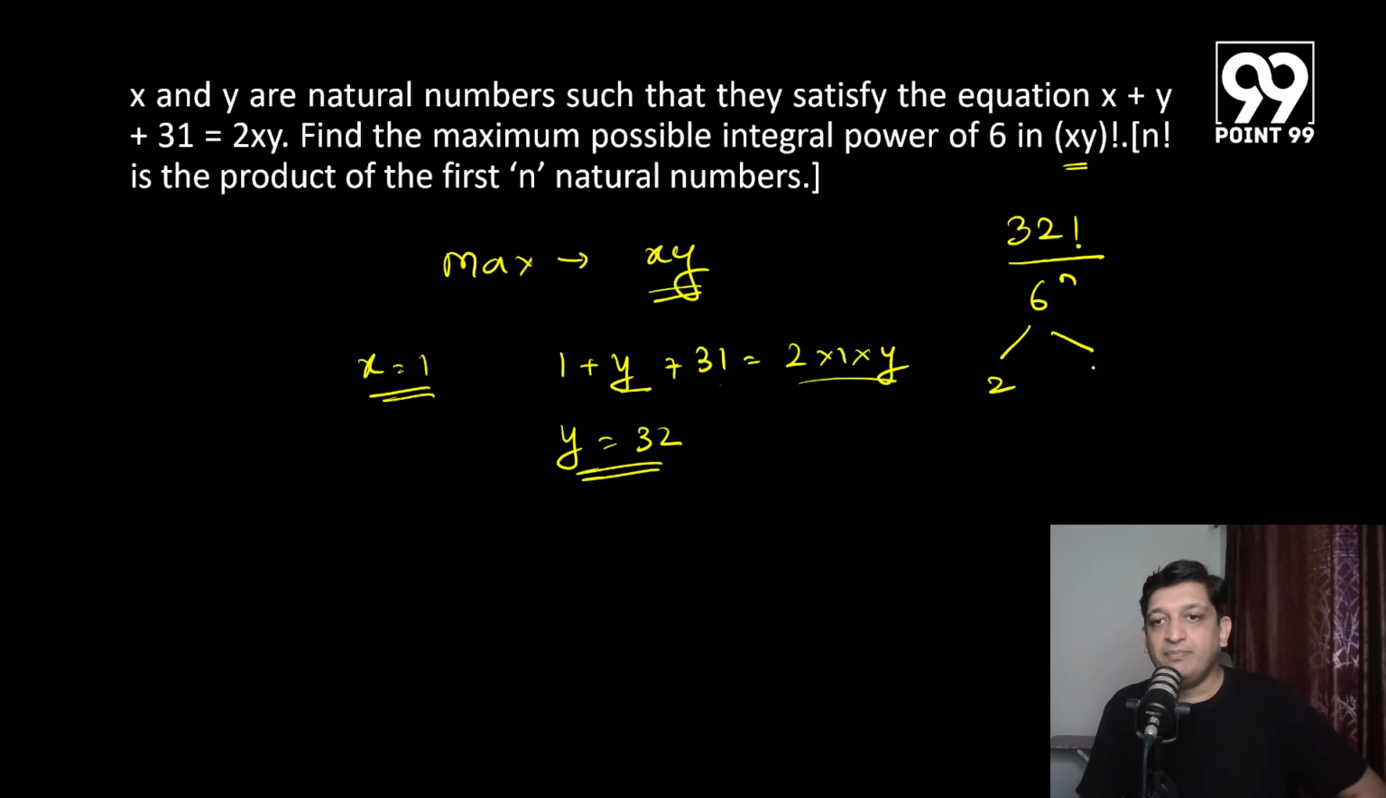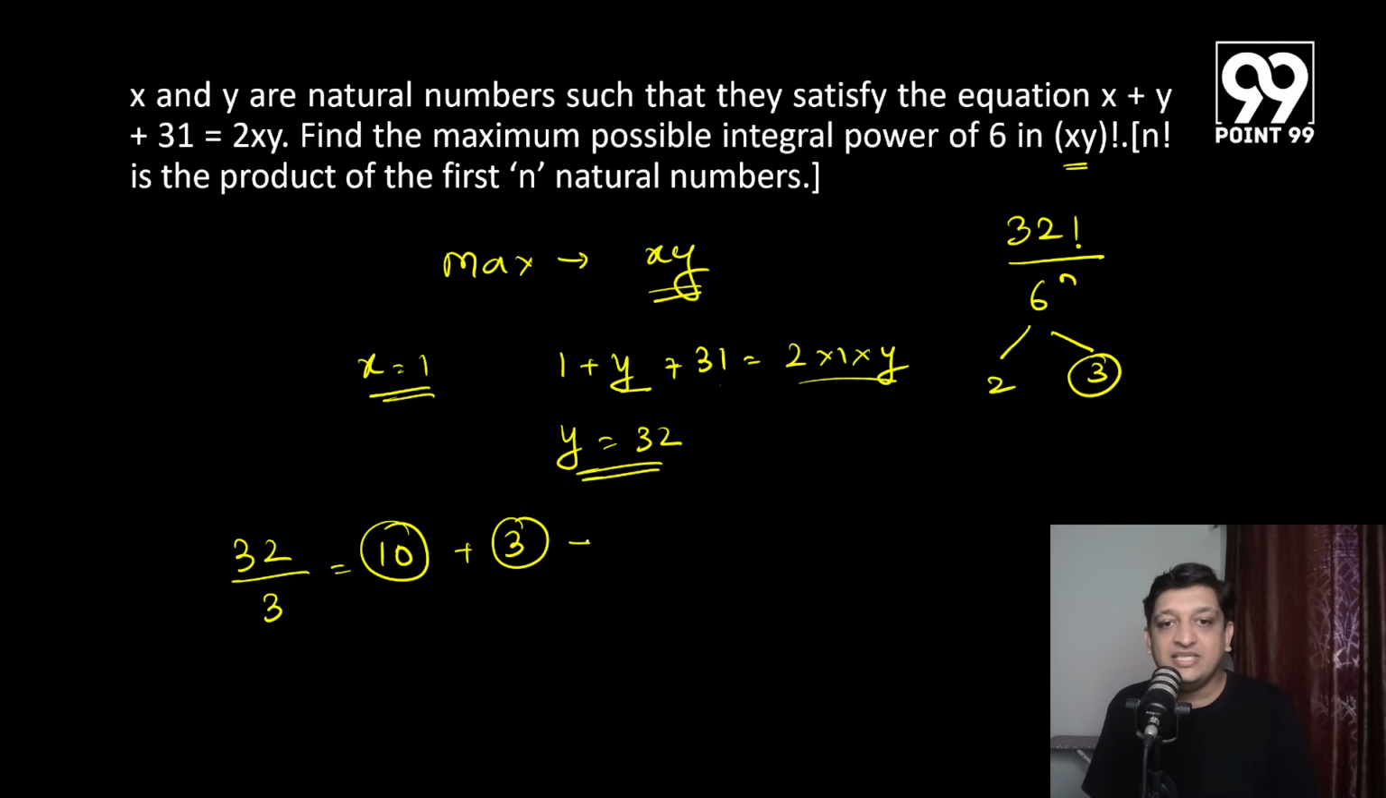Now we know that 6 comprises 2's and 3's, and 3's occur less frequently in a factorial compared to 2's. So I'll just use the basic method. 32 factorial will have how many multiples of 3? So 32 by 3, that basically means 10. Right? So we will have 10 multiples of 3. We will also have 10 divided by 3, or 3 multiples of 9, and 1 multiple of 27. So the answer in this case is 14. You can also look at what happens if x equals y. Try that out and let me know in the comment section what you think will be the answer if x equals y in this particular case.